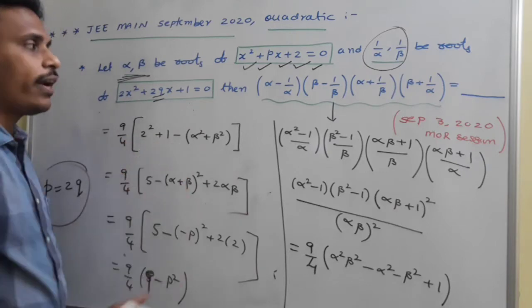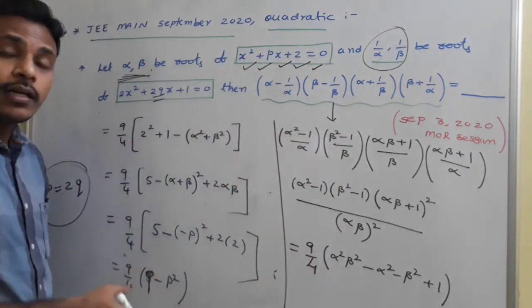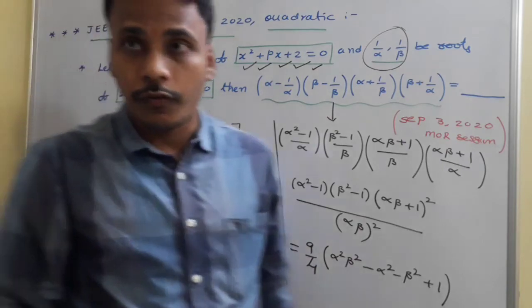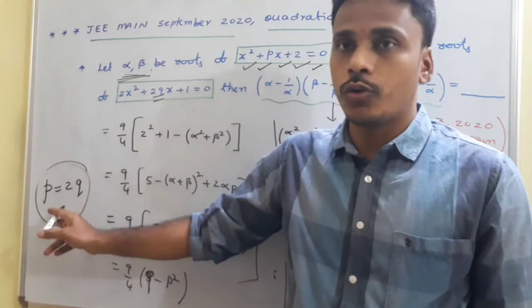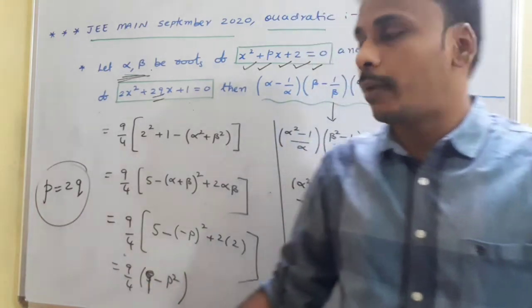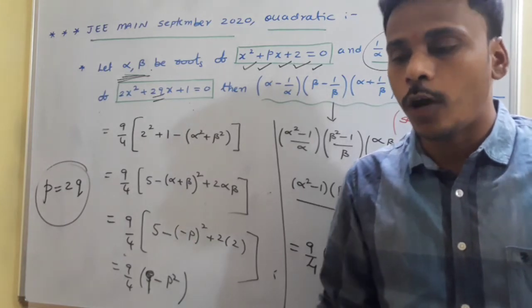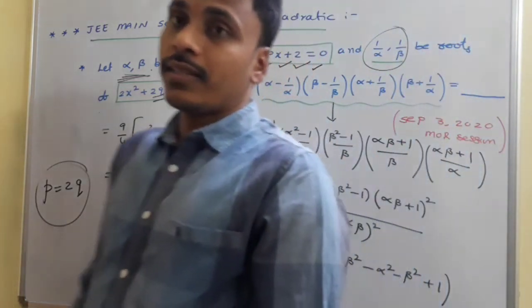Everything till now we derived using the first relation along with this product. But see, the options may be in terms of q. Here p is equals to 2q. So if you replace p with 2q here, 9 by 4 into 9 minus 4q square is also another option. See, according to the given options, you need to choose the correct one. Just have a look, okay?